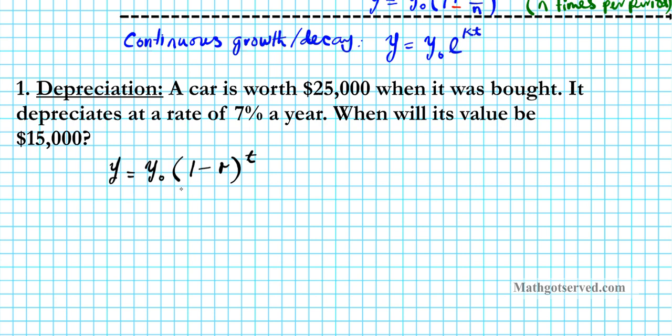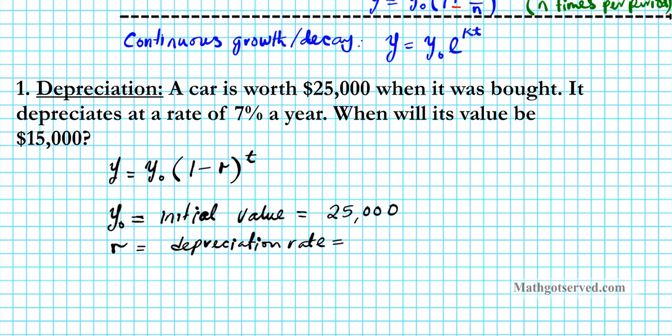Let's indicate what our variables are, so we can plug them into the formula. What is y sub 0? It's the initial amount, initial value. In this case, it's 25,000. r is the depreciation rate. It's 7%. 7% is 7 over 100, so you move the decimal point forward twice to convert it into decimal form. So it's 0.07. That's the growth rate.